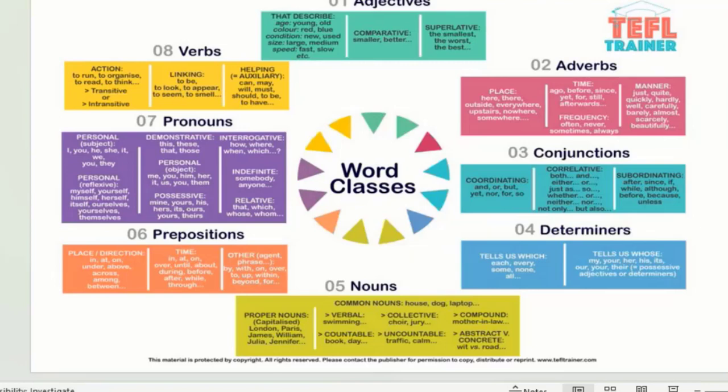Then you go to adverbs. Adverbs, what are these? Place. Can you see here, there, outside, everywhere? Those are adverbs. I can run from here. Or let me leave the auxiliary verb and say, I run from here.